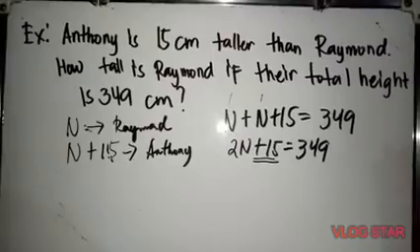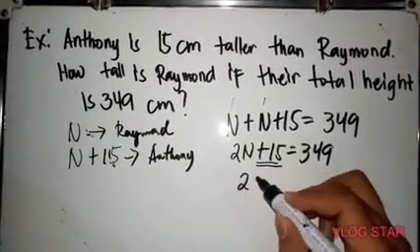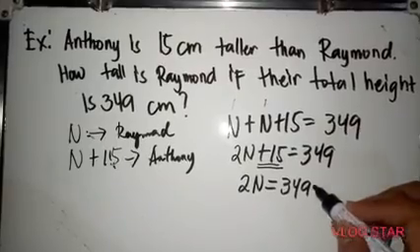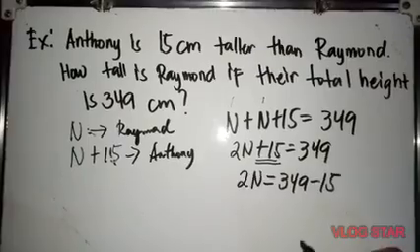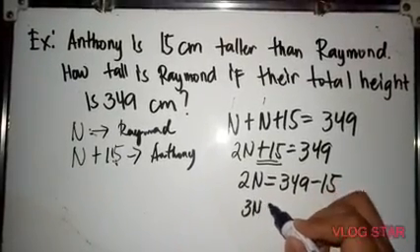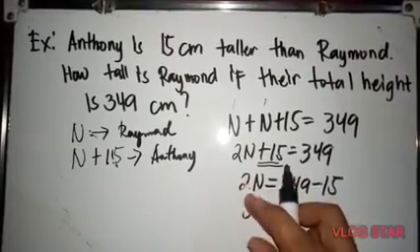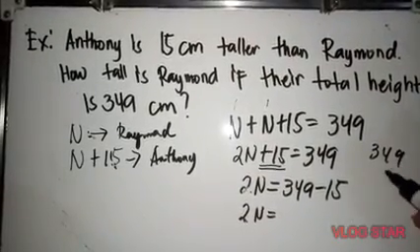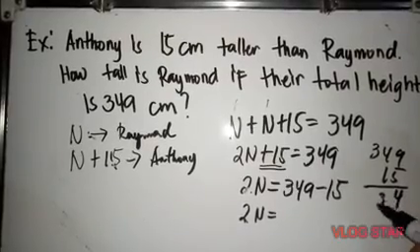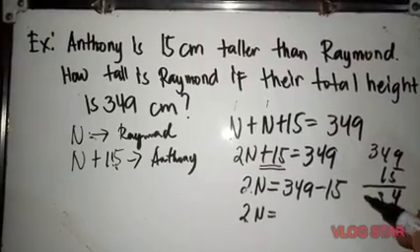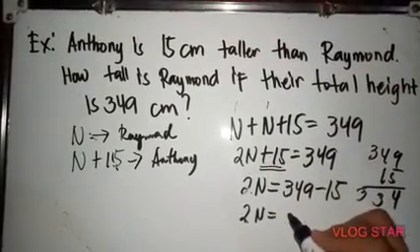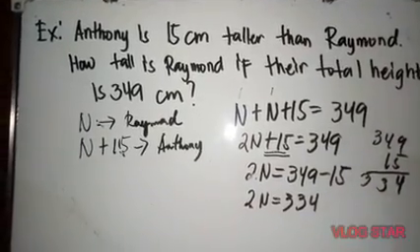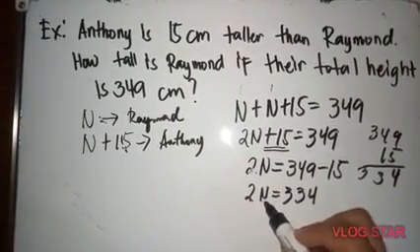After that, what is the reverse operation for addition? The reverse operation for addition is subtraction. Then we can write this as 2n is equal to 349 minus 15. 2n is equal to 349 minus 15, 334.